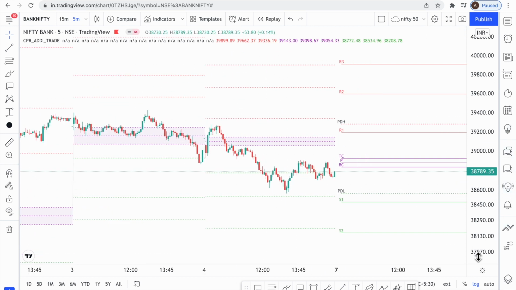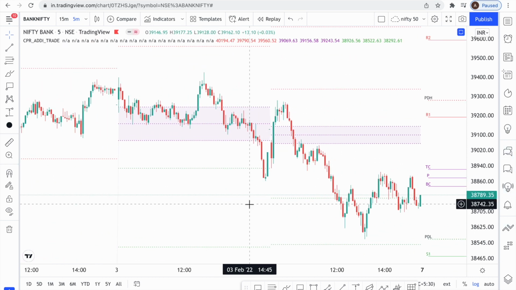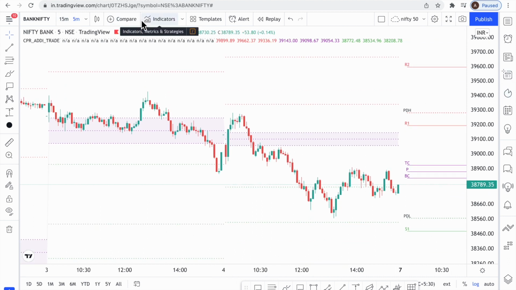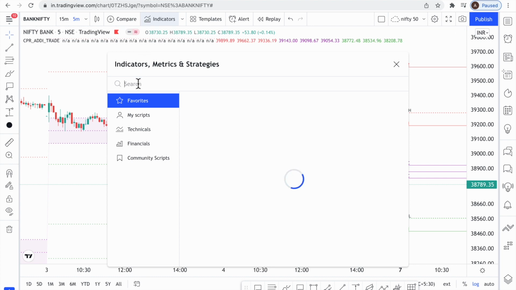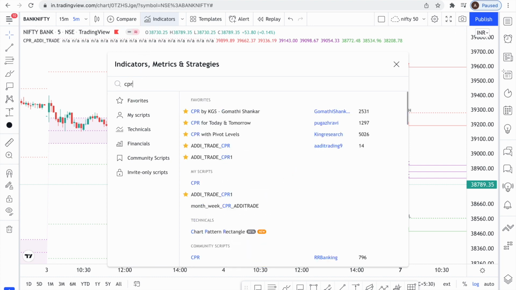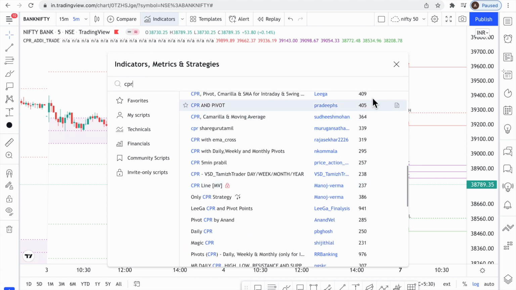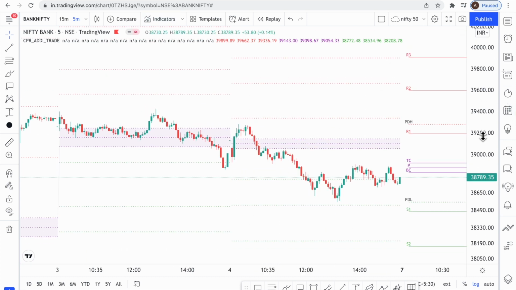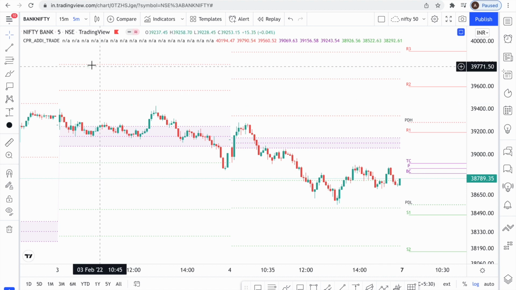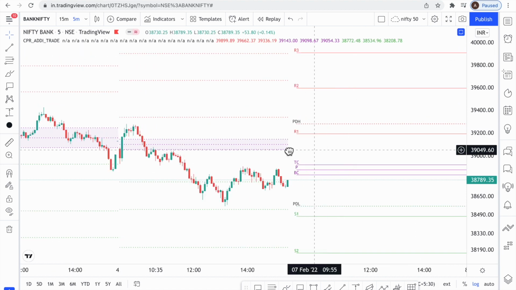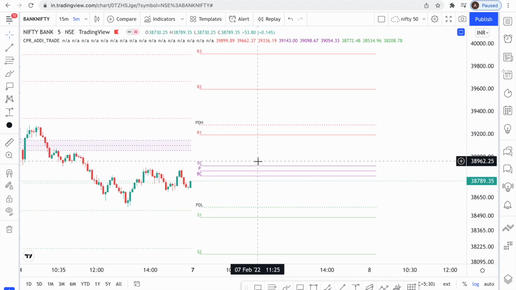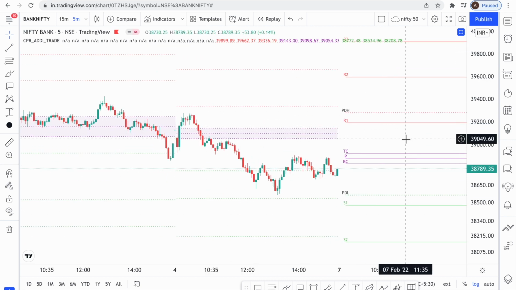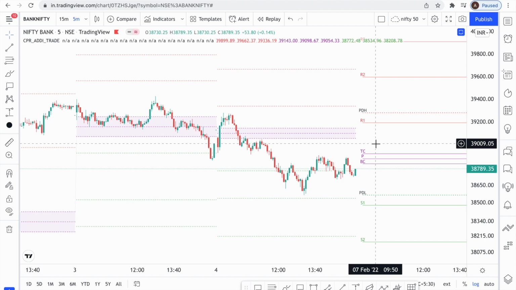Now I'm on a 5-minute chart. I have the CPR indicator. If anybody wants to know how to add the CPR indicator, just go to indicators and type in CPR. You will find n number of CPRs that you can use. Everything gives the same value. You can go to the settings and even change the values. The CPR that I'm using is custom made. It also shows tomorrow's value. It's nothing great. The only advantage is it shows even tomorrow's values, which is advantageous. That's it.